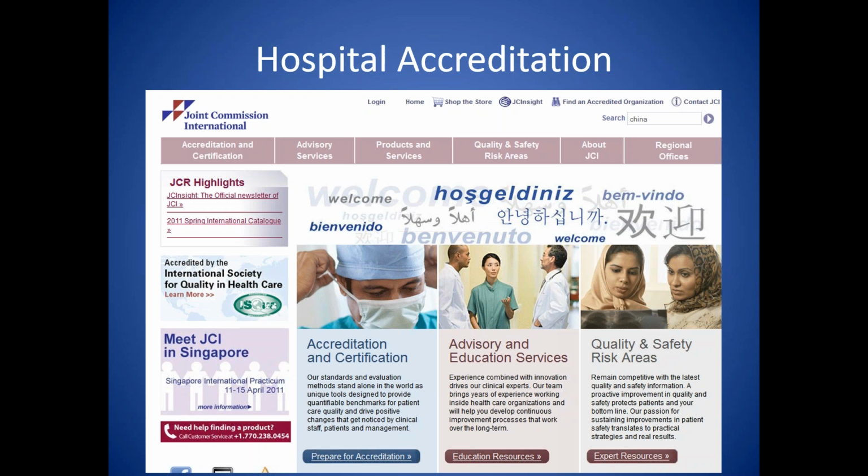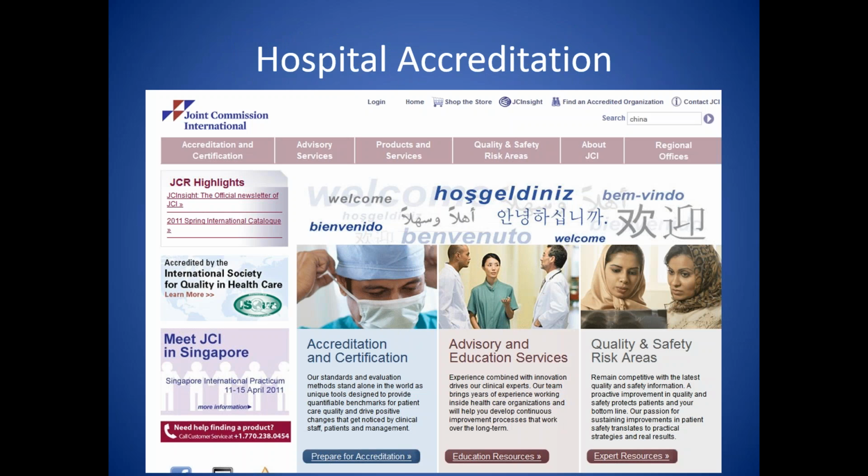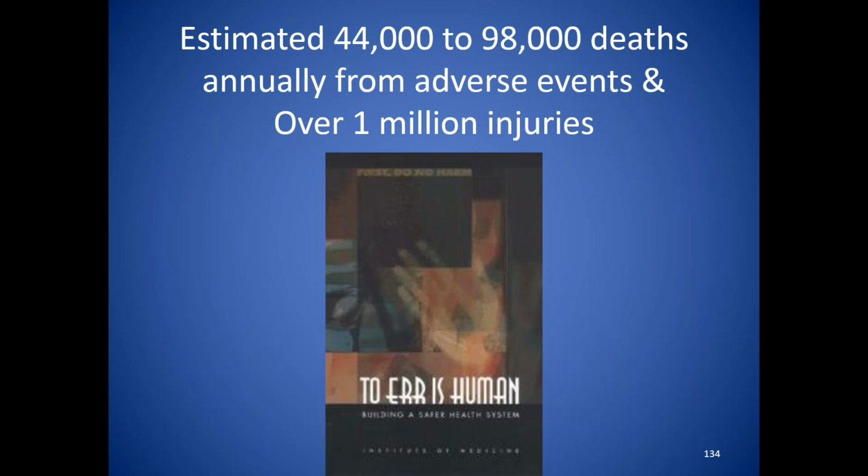Hospital accreditation has been around for a long time, and this is just an example of the website of the Joint Commission International. What began as accreditation of hospitals in the United States has now spread worldwide in terms of setting standards for hospitals. Even with that standard of accreditation, the National Academy of Science Institute of Medicine estimated that between 44,000 and 98,000 deaths occur annually due to adverse events in hospitals, and there are over 1 million injuries among the patients in hospitals. So even though hospitals are accredited, they're still not avoiding some of the injuries to their patients that we'd like to see them address.